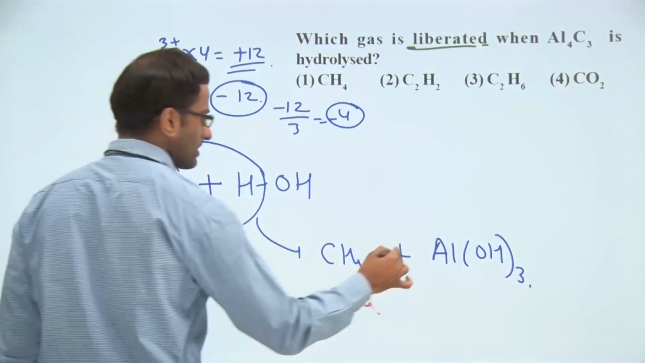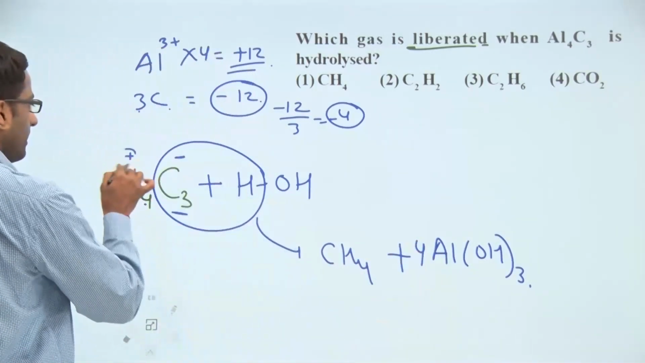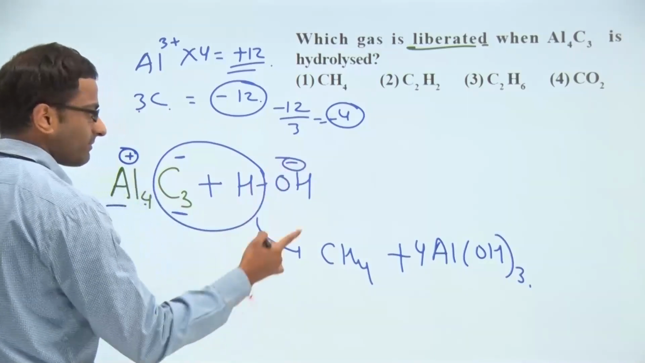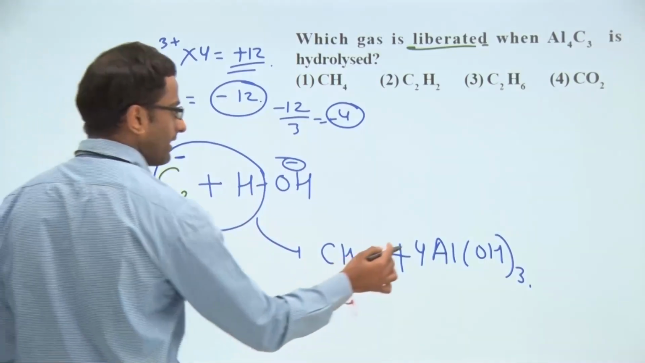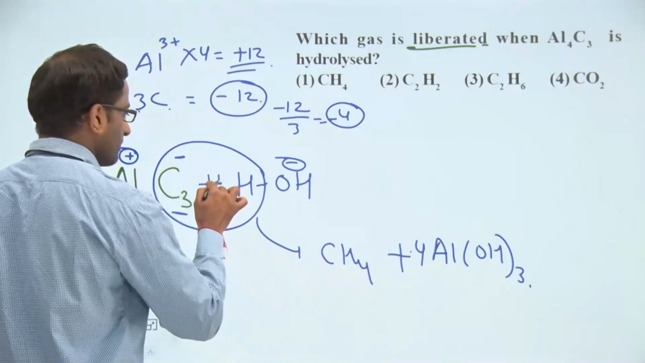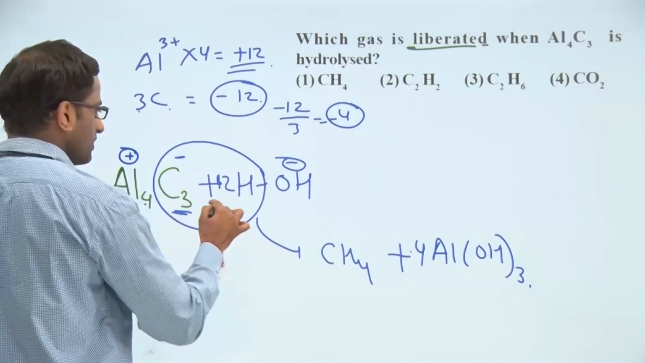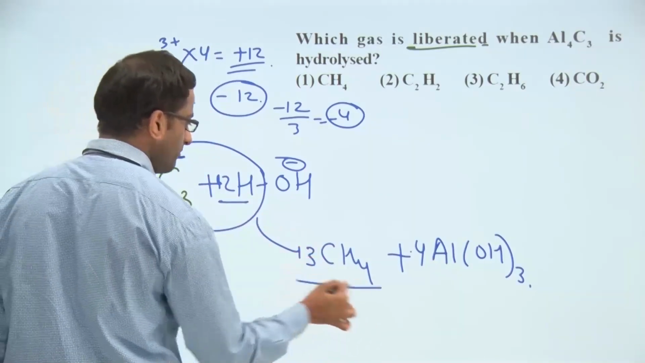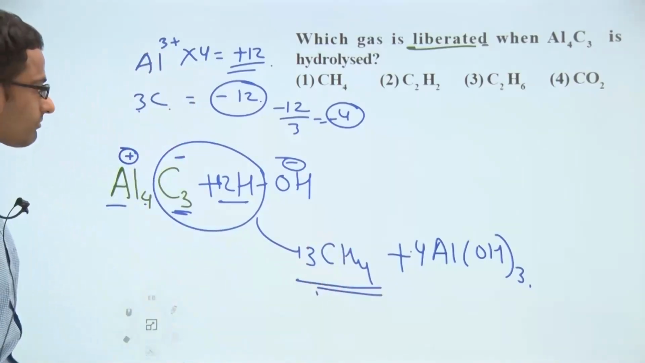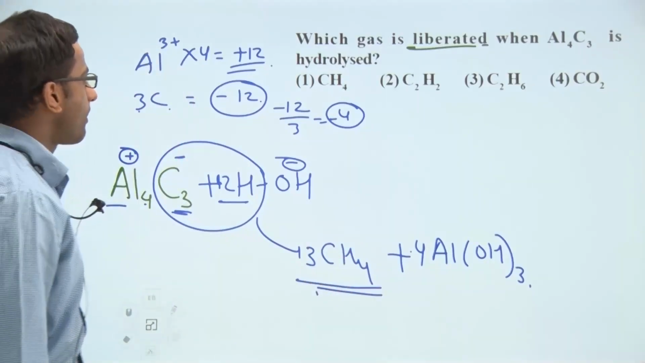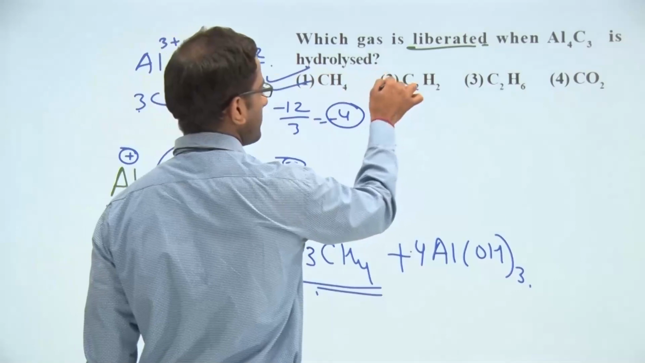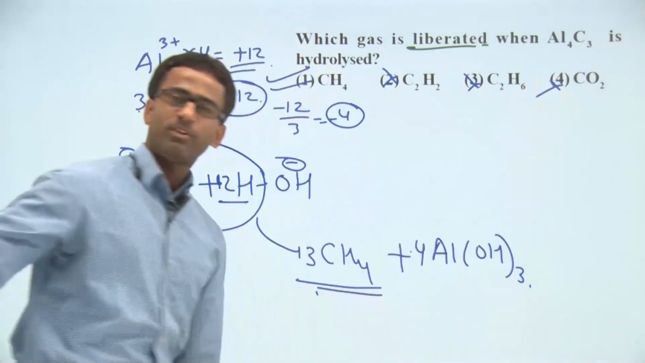For 4 aluminium, just write 4 Al plus OH minus, aluminium hydroxide, and 12 hydroxides are there, so write 12 H, 3 CH4, 12 H. It means methane is produced here. So first option is correct here, the rest of these are not possible.